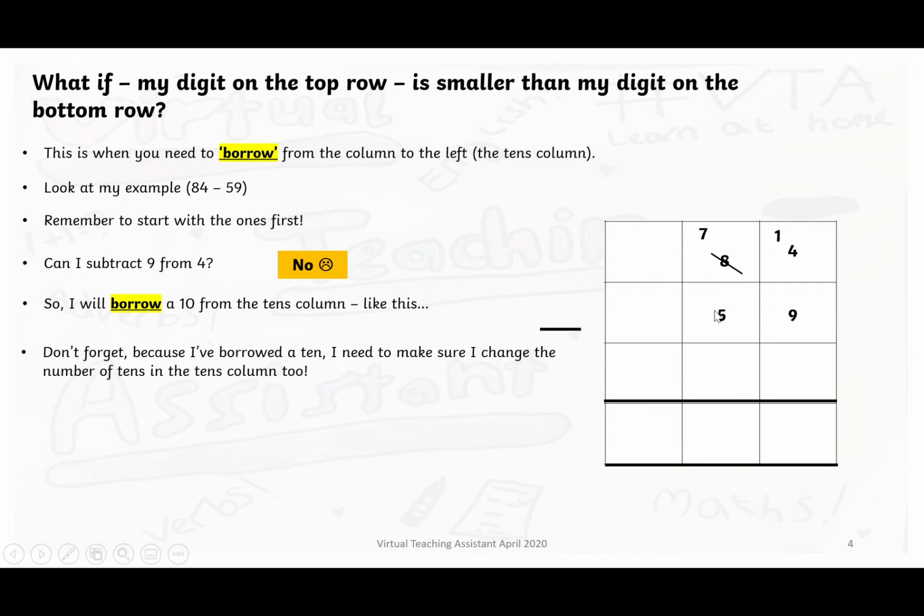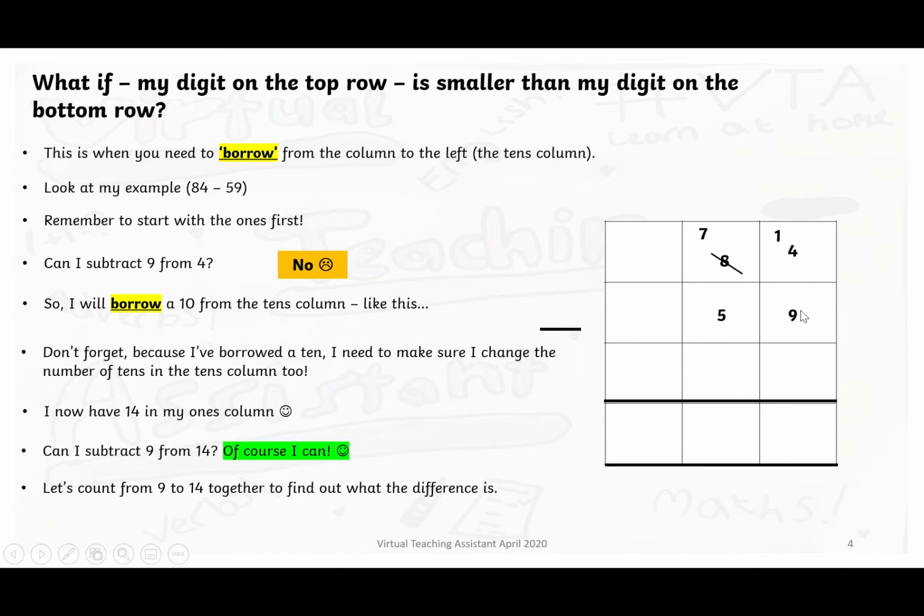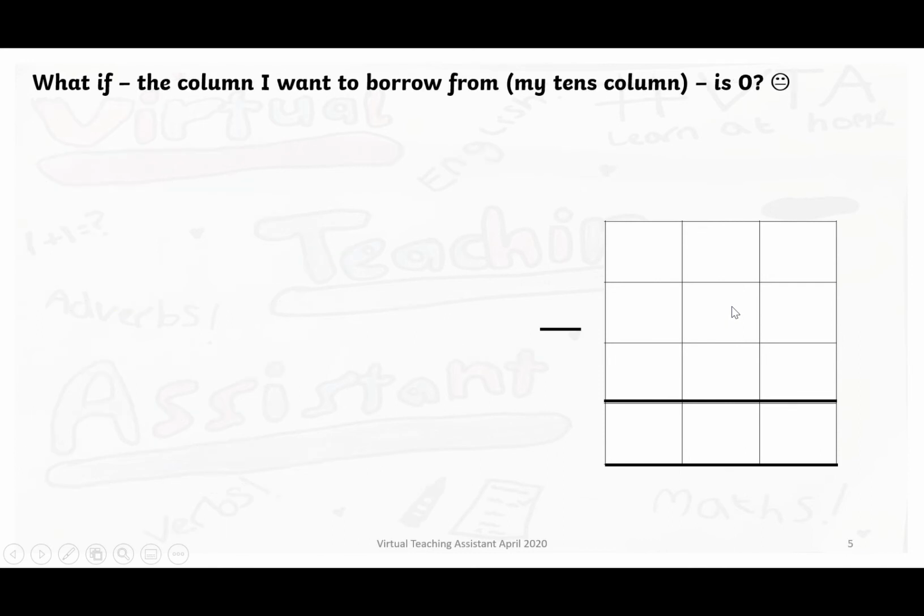So, 14 subtract 9, can I do that? Yes, I can. I'm going to count from 9 on my fingers all the way up to 14 to tell me the difference. If you know it in your head, then great, but if you need to use your fingers, that is also fine. So pop 9 in your head, 10, 11, 12, 13, 14. That's 5. Excellent. Now can I take 5 away from 7? Yeah, I can. That's 25.